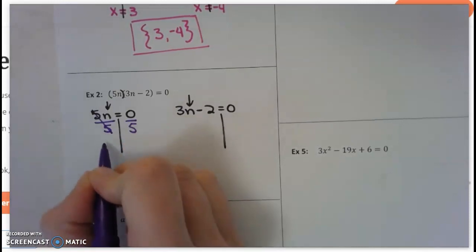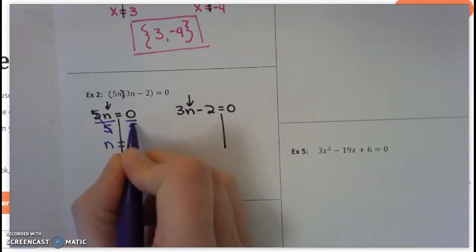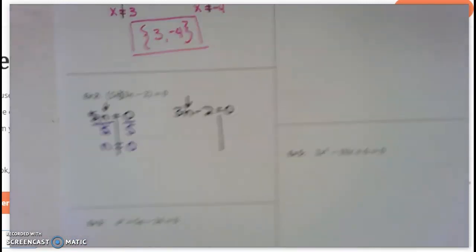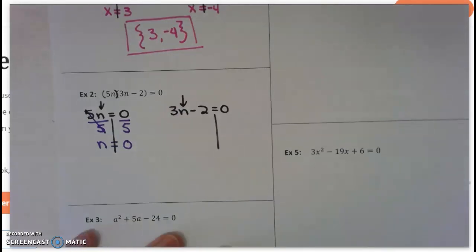5 over 5 is 1, so I've got 1n. 0 divided by 5 is 0. Now, this next problem is a two-step equation.